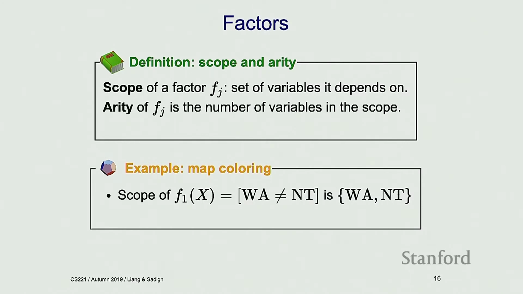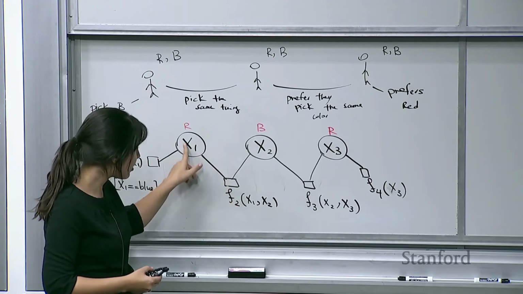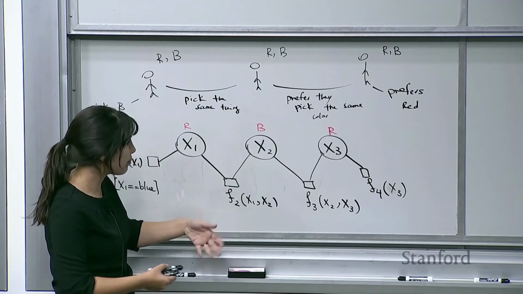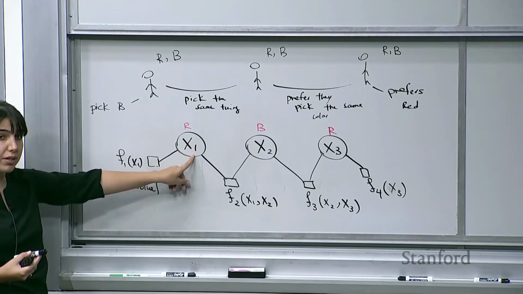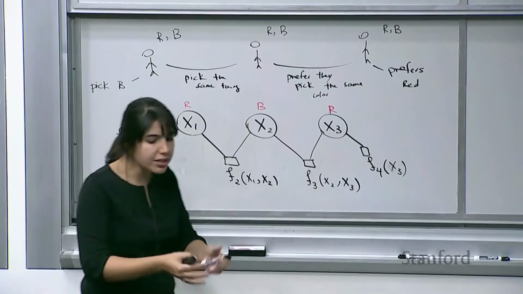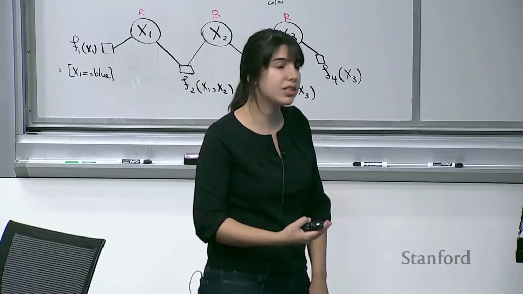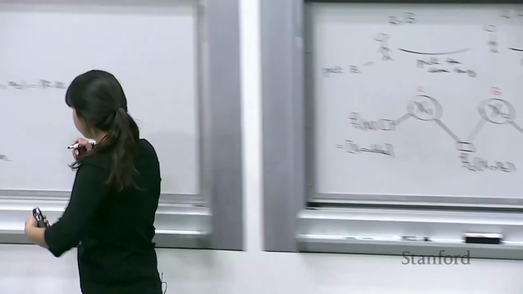Now that we have the scope, we can define something else called arity, which is the number of variables in the scope. So for each one of these squares, just how many edges are coming out of it? That's arity. In this case, this particular square depends on two variables. Arity is 2. I can have a setting where I have a factor that depends on 3 variables. Then arity is 3. I can have a factor that depends on only 1 variable. Then arity is 1. And if arity is 2, then we call the factor a binary factor. If arity is 1, we call the factor a unary factor. Okay? So just common language.